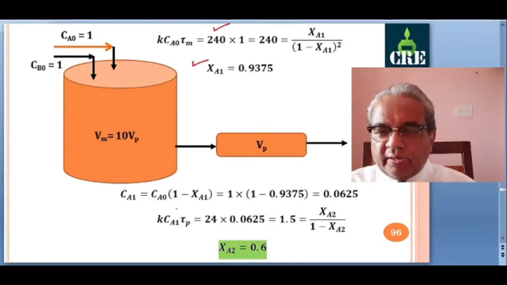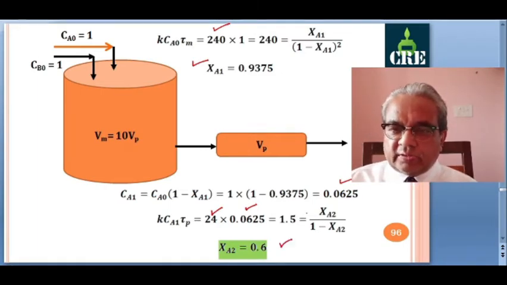Okay. And finally here Ca1 is equal to Ca0 into 1 minus Xa1. So Ca1 will be 0.0625. Okay. So K Ca1 tau P here is 24 times this value of Ca1, 0.0625, and this is 1.5. So Xa2 is 0.6.